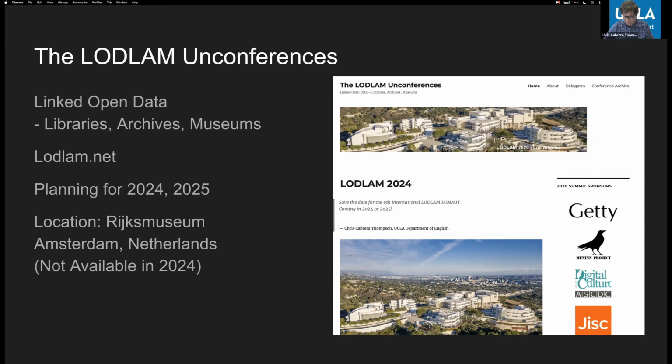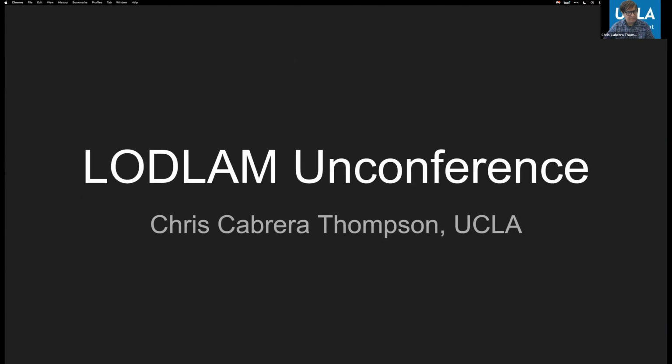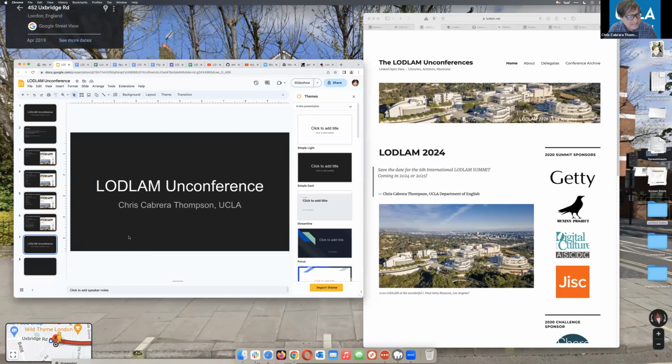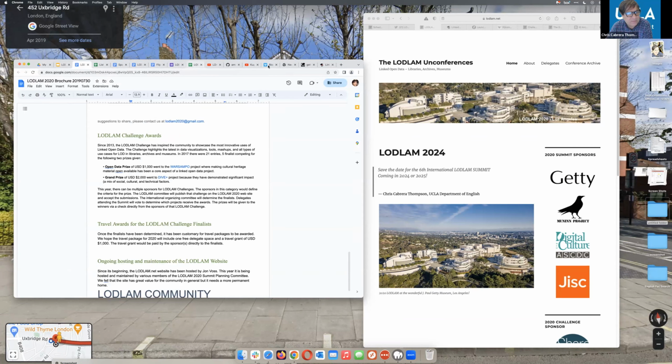We'll go through kind of what this group does and how it pertains to linked open data. Yep, that's it. So that's the slideshow component. Welcome, everyone. So again, I'm Chris. Let me just bring up my website. Oh, here it is, the website here. This is the LODLAM site.